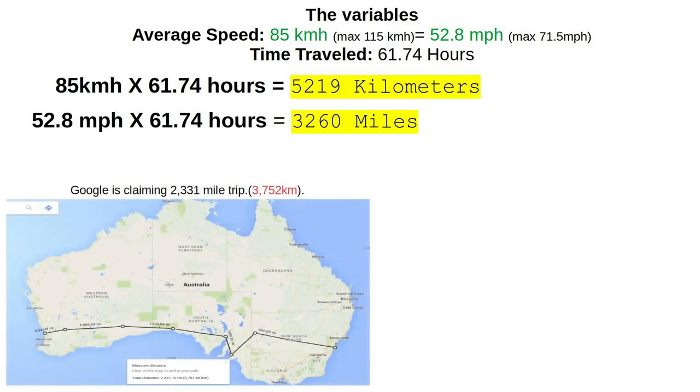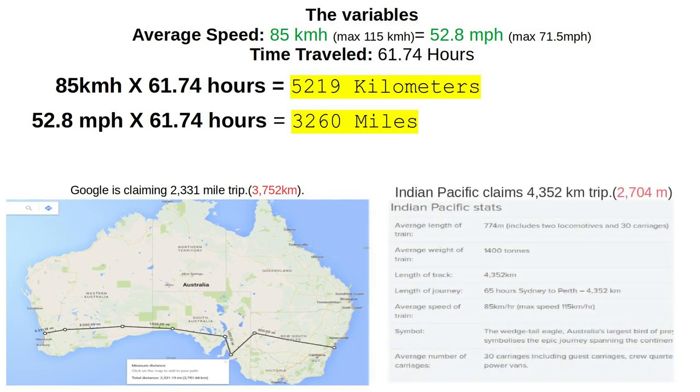when we compare that against Google, there's a dramatic, and I mean dramatic, difference in the distance of the two. And then for Indian Pacific, it's not quite as drastic, but it's still substantial.